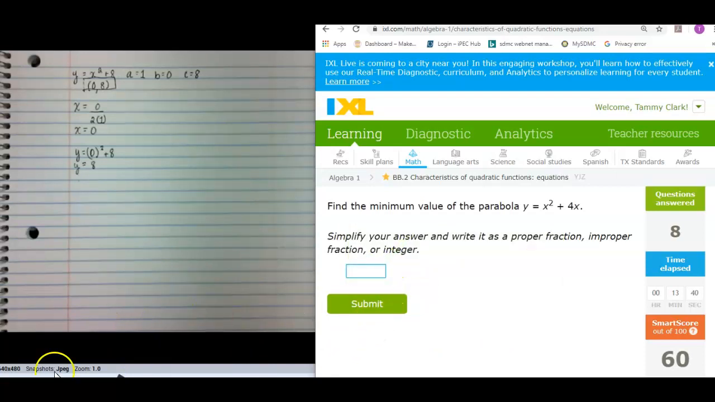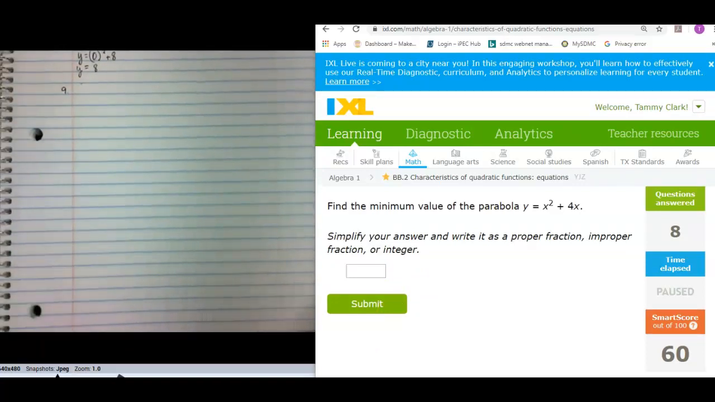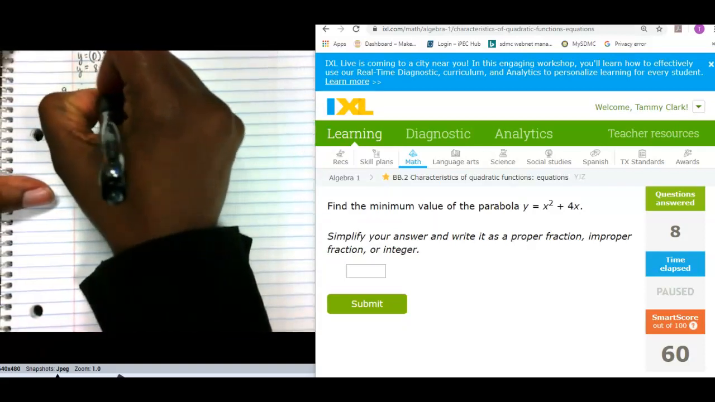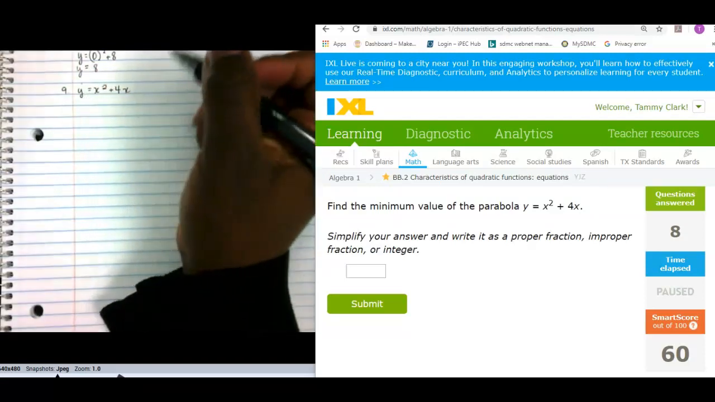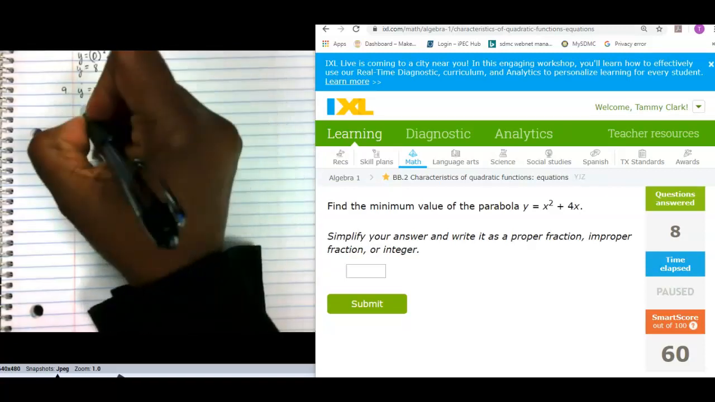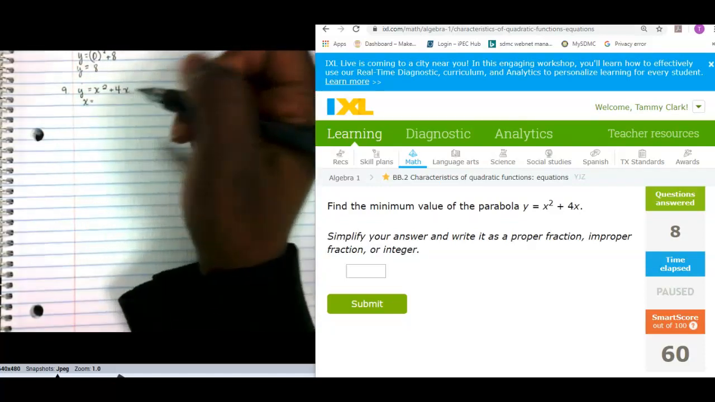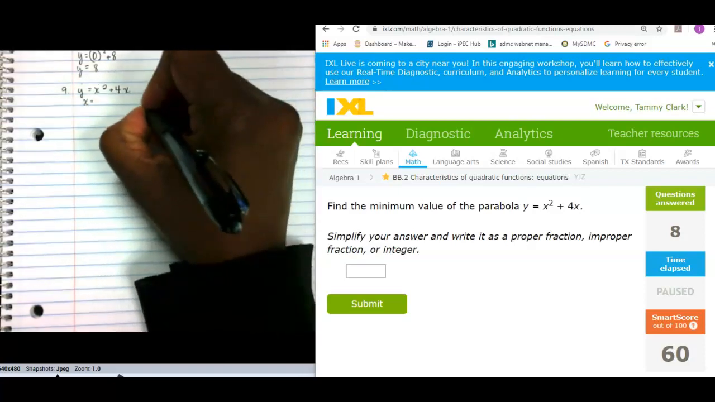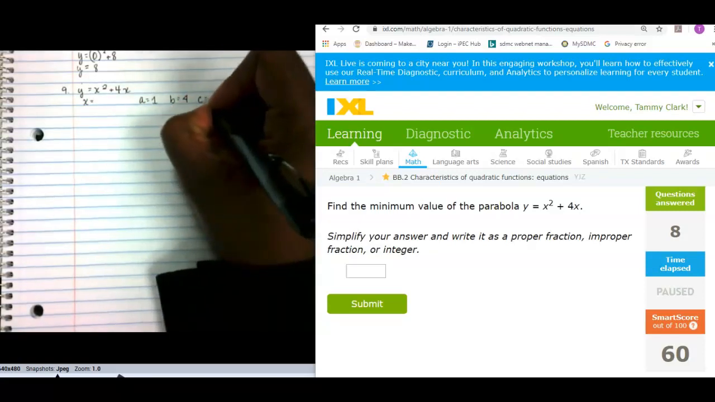What is the minimum value of the parabola? All right, let's go ahead and look at number 9. We're asked to find the minimum value of the parabola, which is y is equal to x squared plus 4x. Again, the minimum value is the y value of the vertex, so we're going to use our axis of symmetry equation to find our y. So we're going to say A is 1, B is 4, and C is 0.